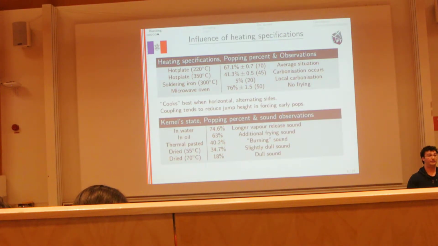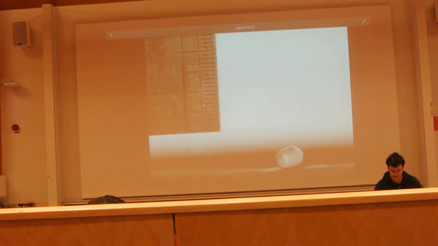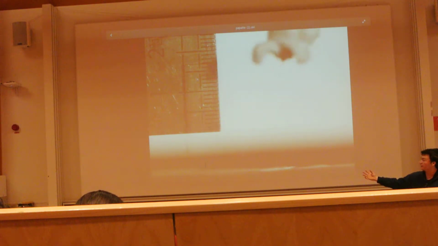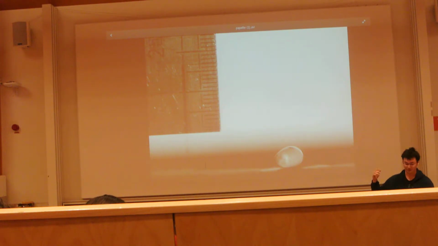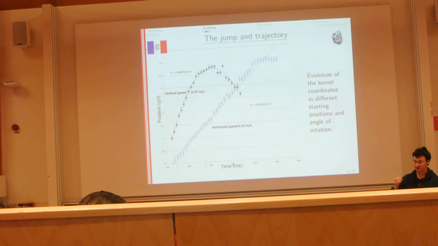The kernel's state itself depends on many properties, and we tend to find that the popping percent is slightly related to the percentage of water inside the corn kernel. The first thing we would like to know is, can we actually observe water during the jump? This is what we can observe with a high-speed camera. We see a bit of water that is emitted at a certain time. It goes off scale because this is not the right video, but it doesn't matter. So we should see something that is related to water in this presentation.